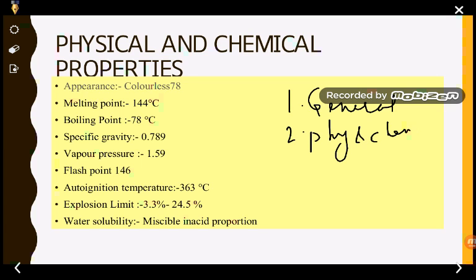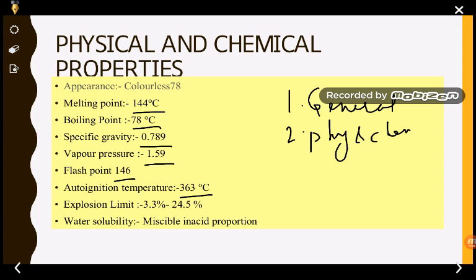The appearance is colorless. The melting point is also indicated here, that is 144 degrees centigrade. Boiling point 78 degrees centigrade. Specific gravity 0.789, vapor pressure 1.59, flash point 146, auto ignition temperature 363 degrees Celsius, and explosion limit 3.3 to 24.5 percent. Water solubility: miscible in all proportions.